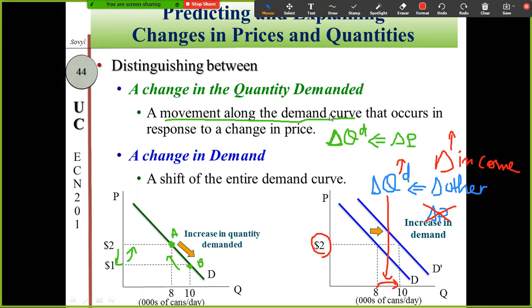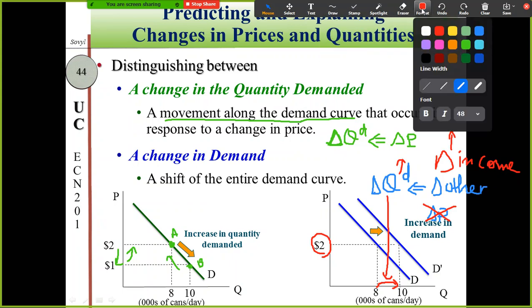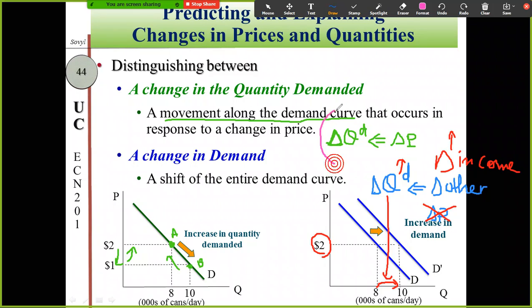Now, try to understand the difference between a change in quantity demanded and a change in demand. In both, the quantity demanded changes, but the reason that makes it change is different. If talking about a change in quantity demanded, the reason the quantity changes is because of a price change. But when talking about a change in demand, the reason the quantity changes is not because of price, but because of other factors changing. You can see slide 48: maybe income, preference, number of buyers, something like this.